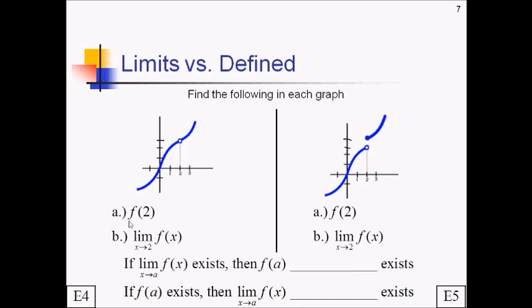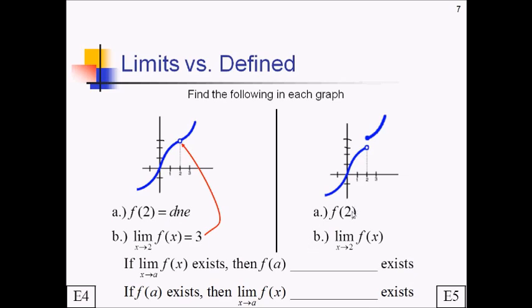So for example 4, f of 2, if we look here, we have an open dot. The function itself does not exist at 2, so that is DNE, or undefined. The limit as x approaches 2, from the left side and the right side, we are approaching the y value 3. So the function not existing didn't stop the limit from existing. Let's see if the reverse is true.